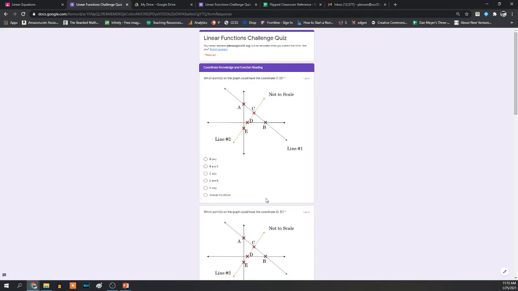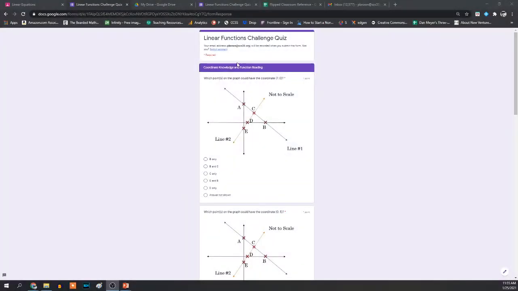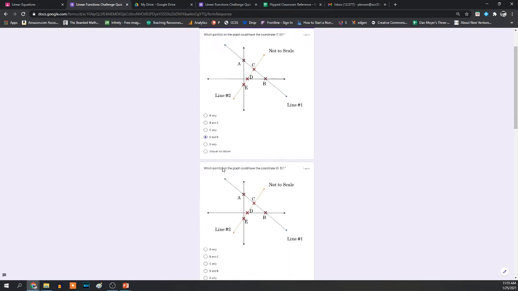I'm going to try using my screen capture and my document camera over here. We're going to try using both of these, right? The first one says, which points on the graph could have the coordinates 7, 0? Here's what I know. Because y is 0 right here, this is an x-intercept. So this could be b or d, because both of these are positive x-intercepts. So it could be d or b. That's my answer for that one.